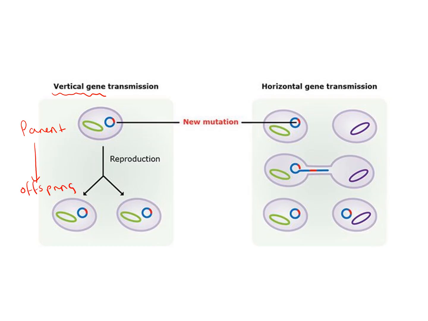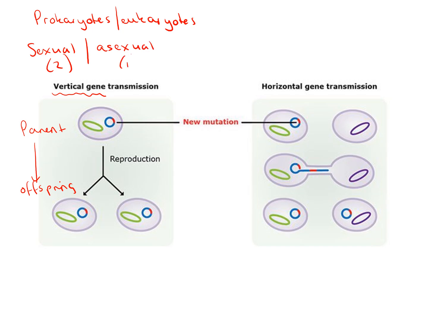And this can occur in prokaryotes and eukaryotes. And it can be as a result of sexual selection, which is involving two parents, or it could be a result of asexual reproduction, which involves one parent. And the key thing here is that genes are being passed from parent to offspring in the next generation.